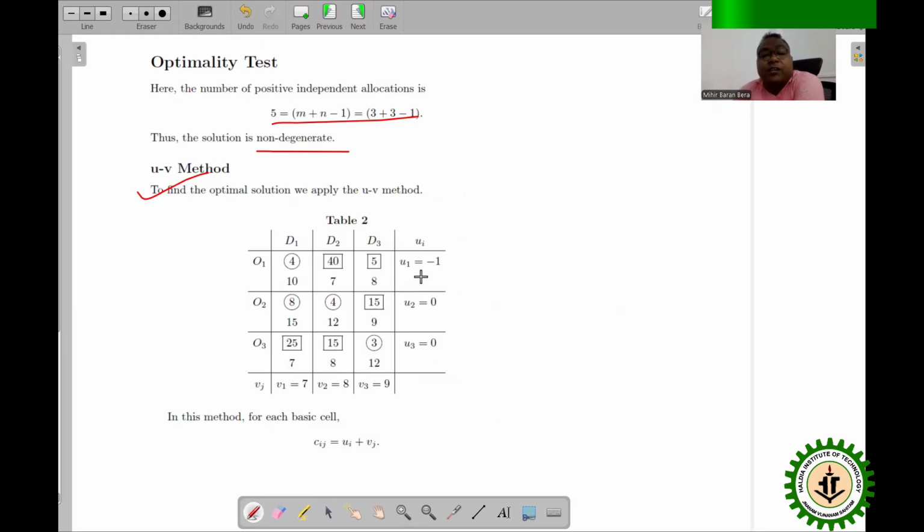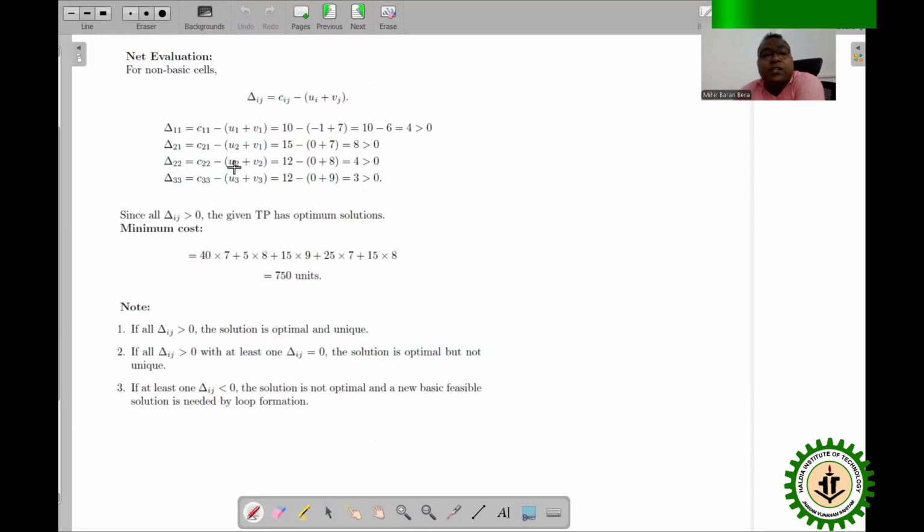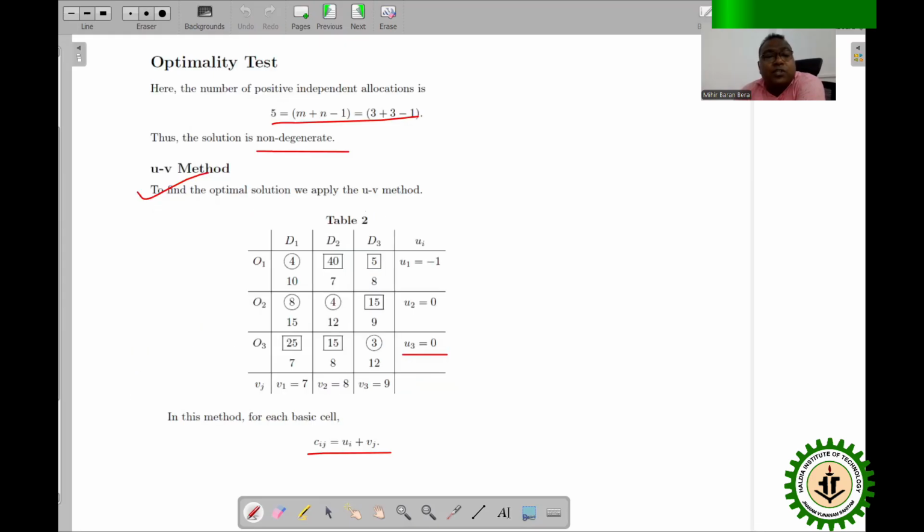So you can see here, in this row maximum allocation is there. So I have chosen U3 equals 0. For allocated cells, Cij is equal to Ui plus Vj. So you can see that these types of relations you will get.